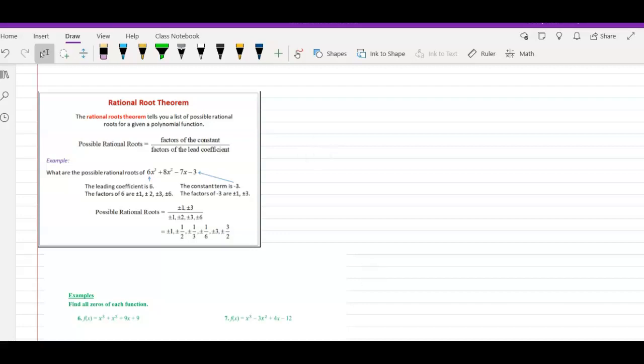Basically, you're going to take the constant right here, and you're going to look at the leading coefficient over here, and you're going to make a ratio of their factors. So all the factors of -3 would be 1, 3, -1, -3. You can divide -3 by all 4 of those numbers. And all the factors of 6 would be 1, 2, 3, 6, also -1, -2, -3, and -6. So that's where these lists of factors come from.